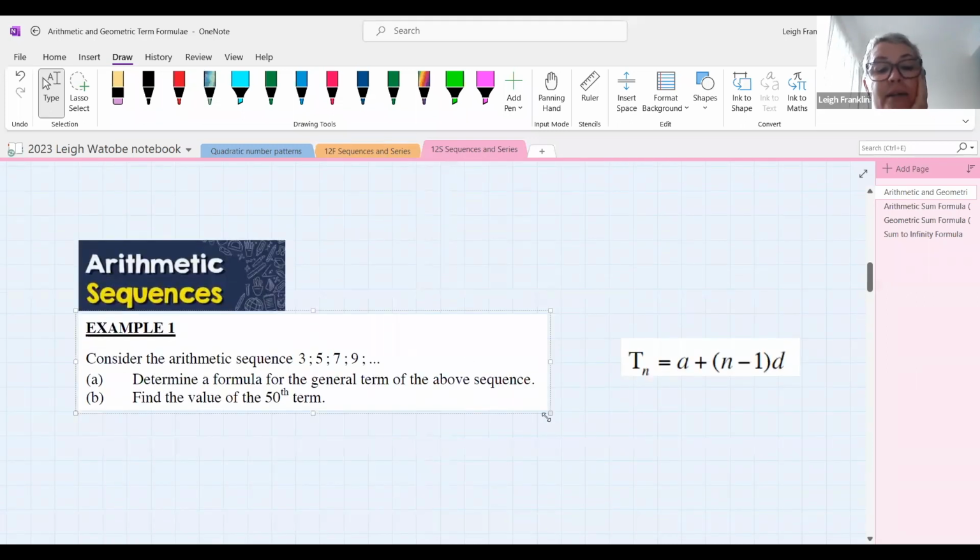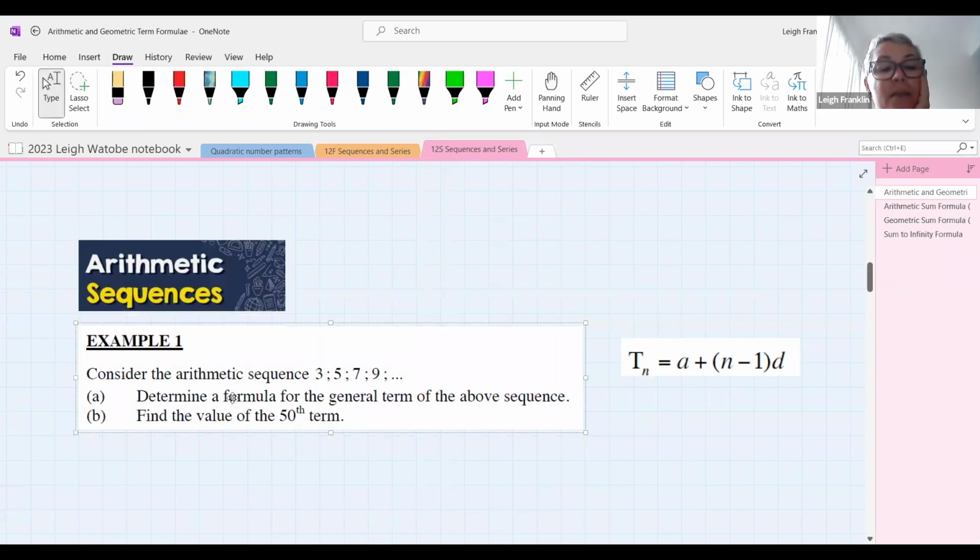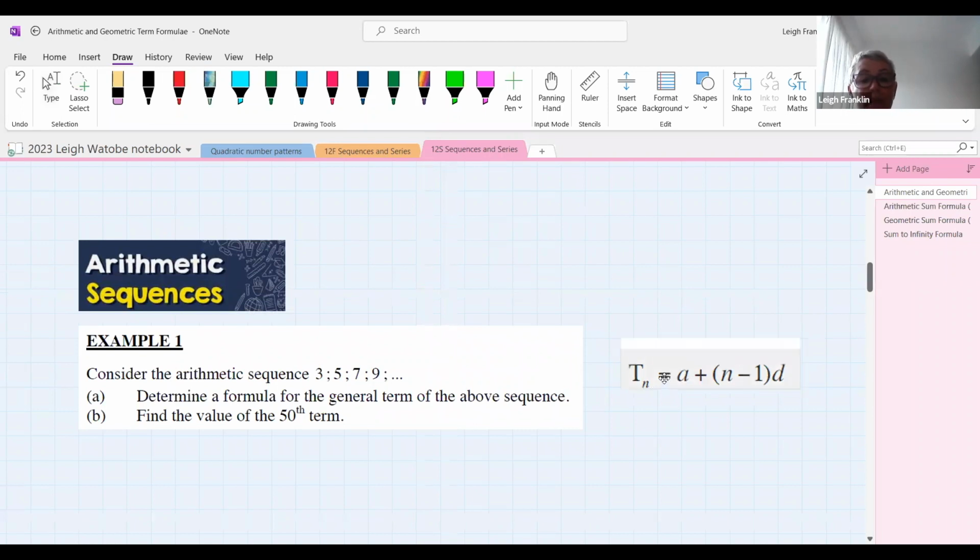I would like you guys to try this question over here. I know it says example number 1, but I think you're smart enough to do this on your own. You've been given an arithmetic sequence. I would like you to determine the nth term, and then tell me what the value of the 50th term is.